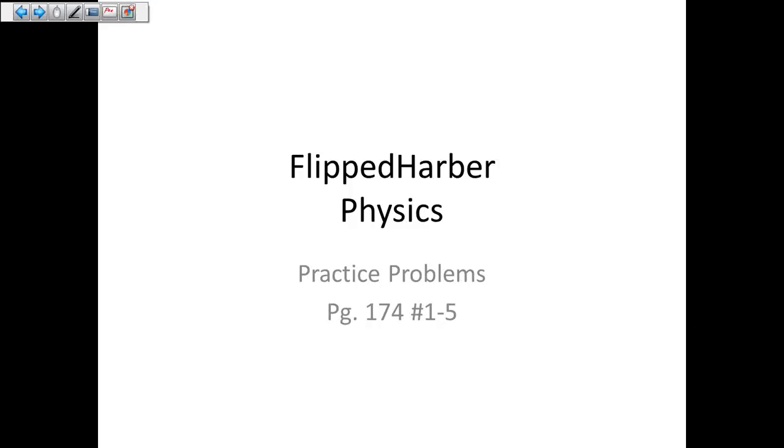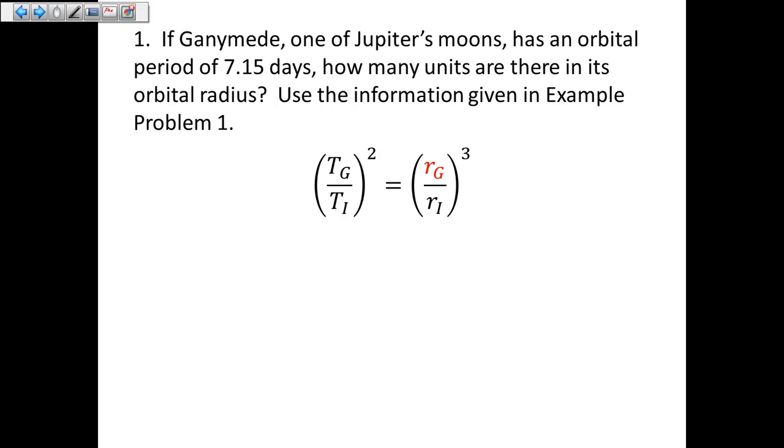In this video we'll go over the practice problems on page 174, numbers 1 through 5. Number 1, it says, if Ganymede, one of Jupiter's moons, has an orbital period of 7.15 days, how many units are there in its orbital radius? Use the information given in example 1.